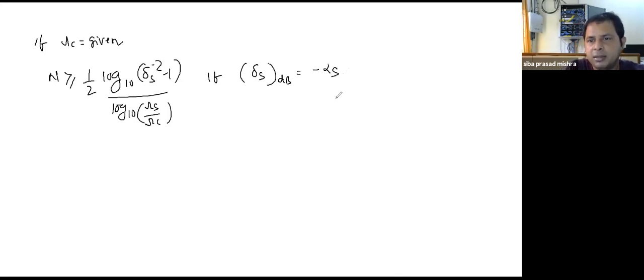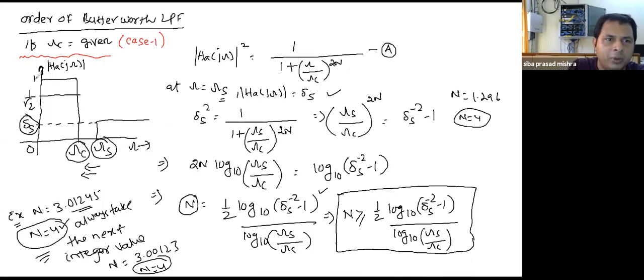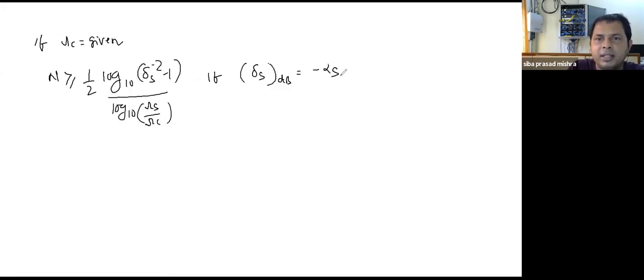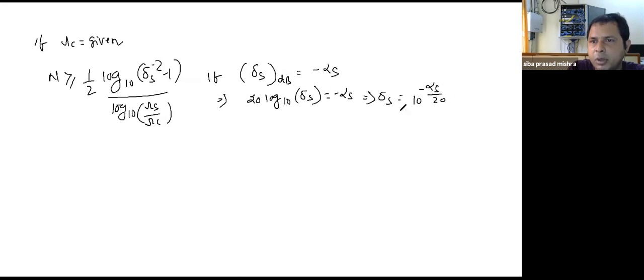Why have I taken minus? Because if you see this filter, the maximum magnitude is 1, and log of 1 is 0. So whatever value lies below 0 is negative. That is the reason I am taking minus alpha s, since it is in dB. Then you can write 20 log 10 delta s equals minus alpha s, or delta s is 10 to the power minus alpha s by 20. Now you put this in the order equation.